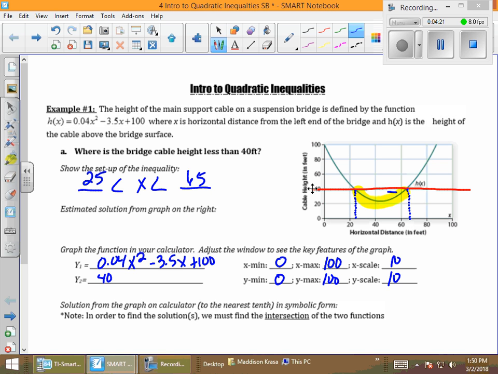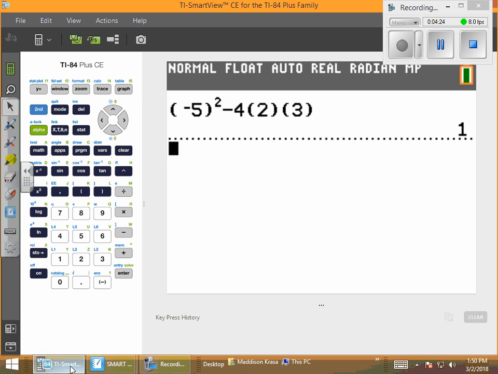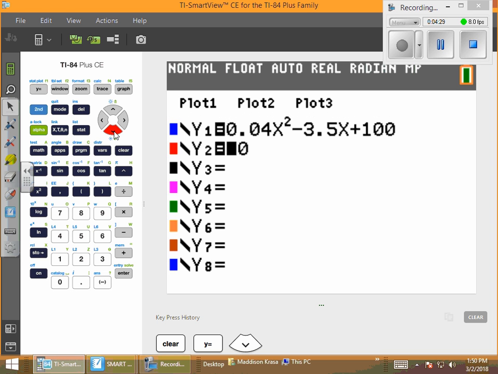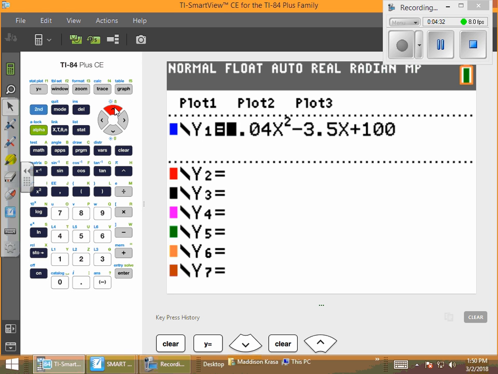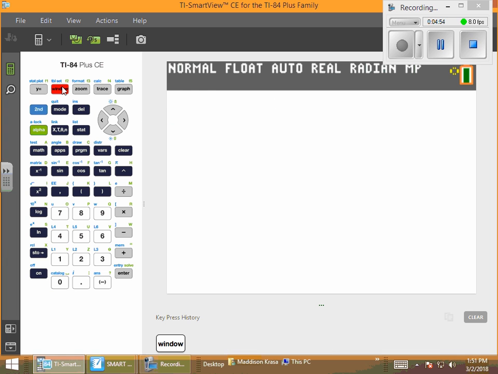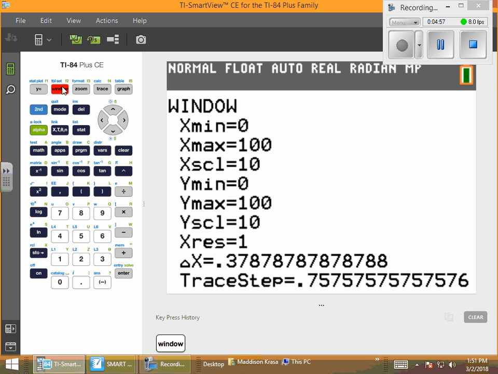Okay, go ahead and go to your calculator. Okay, we're going to go to y equals. Okay, and we're going to put in y1 what we wrote down. Okay, and then in y2, what are we putting in y2? 40. Okay, do we have our window entered? Probably not. Mine might be okay. Okay, mine's already in there. But go ahead and put in your window based on what we wrote down.